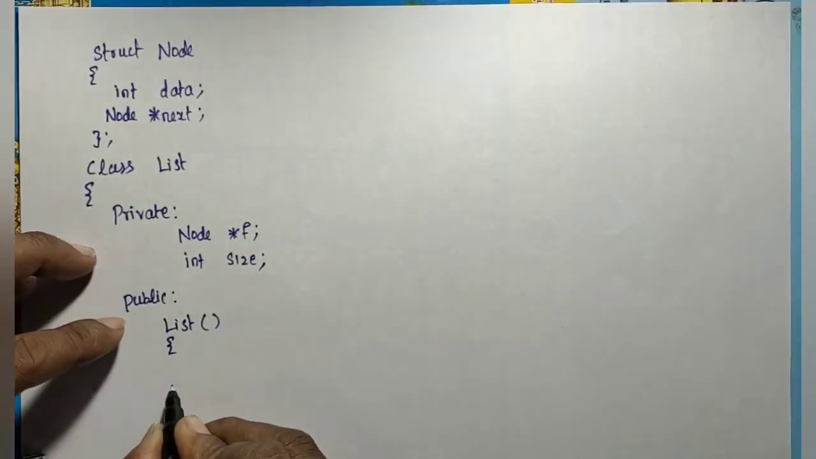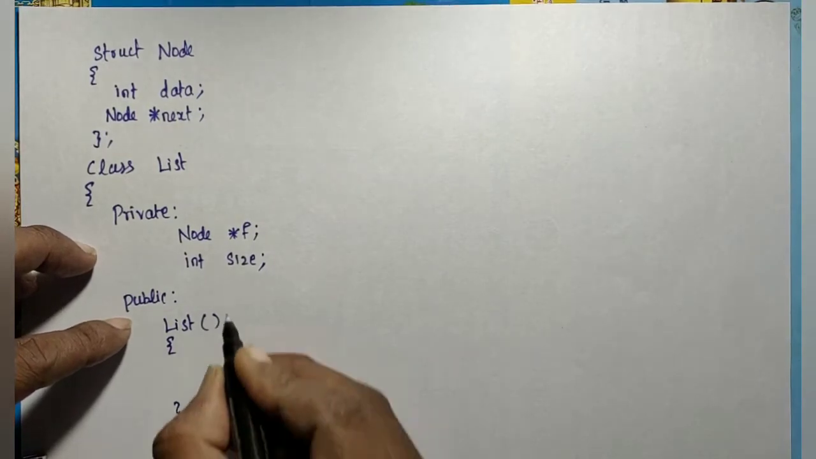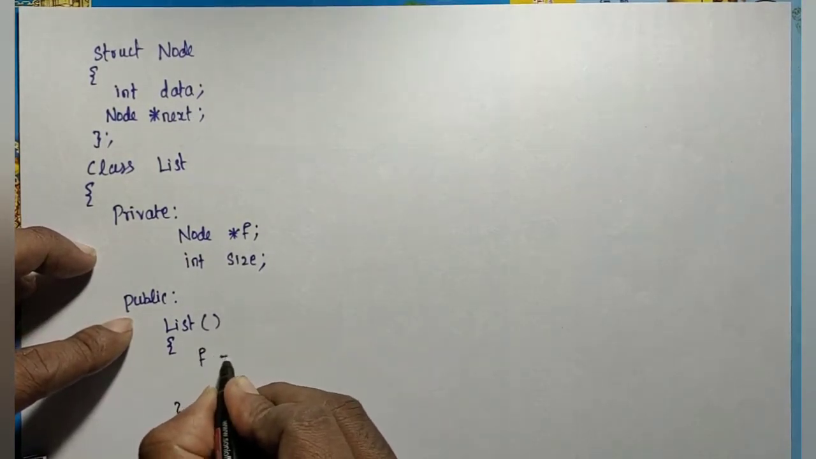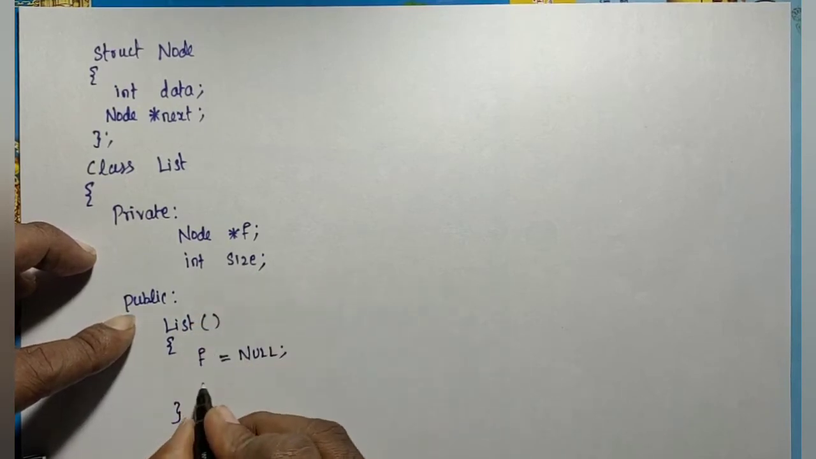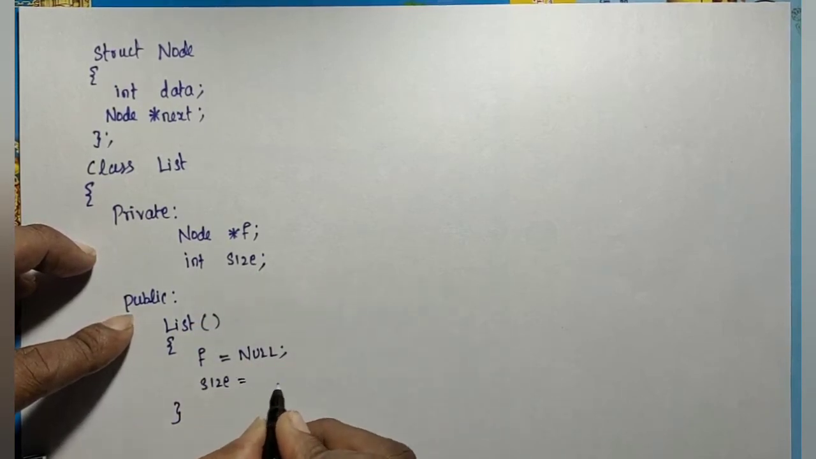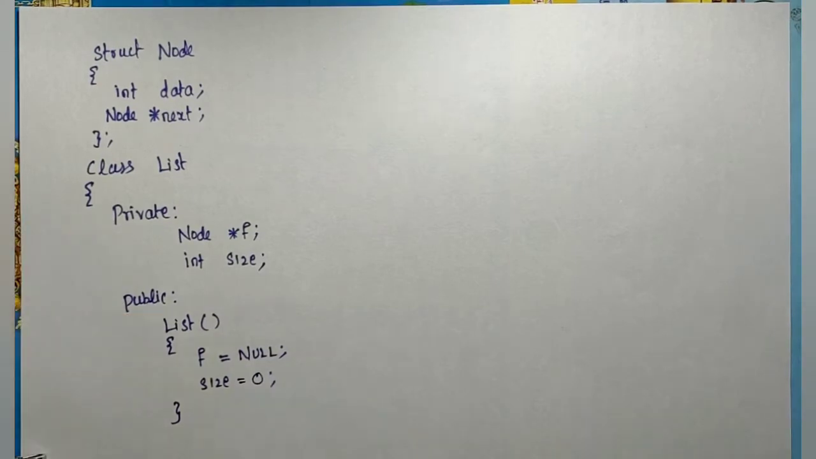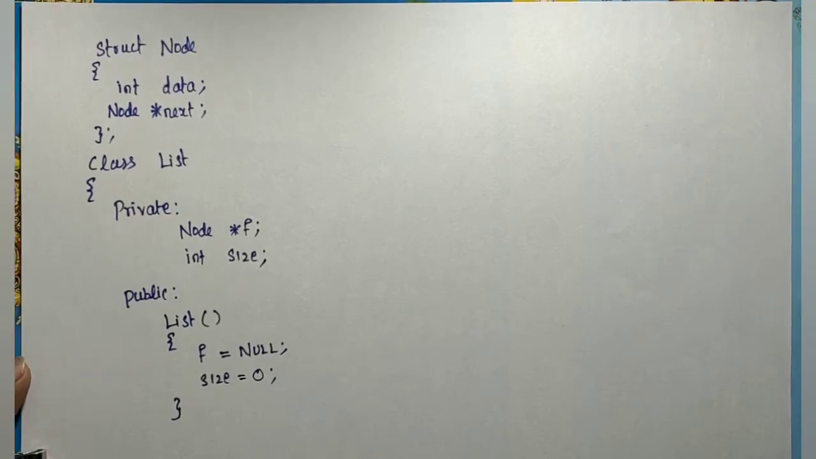So I have to initialize these two data members within the constructor. F equal to null, and then the size equal to 0. Like that we have to initialize the data members. We don't need the destructor now.